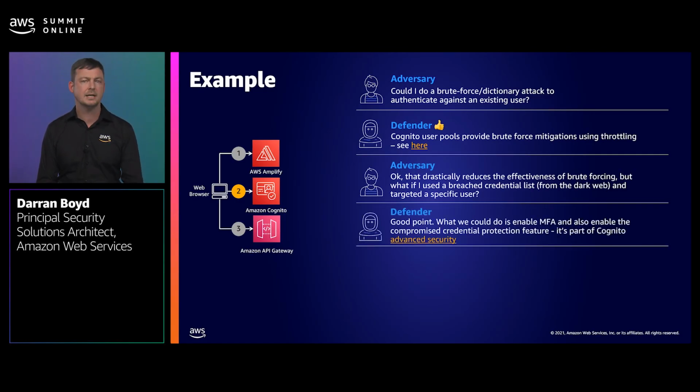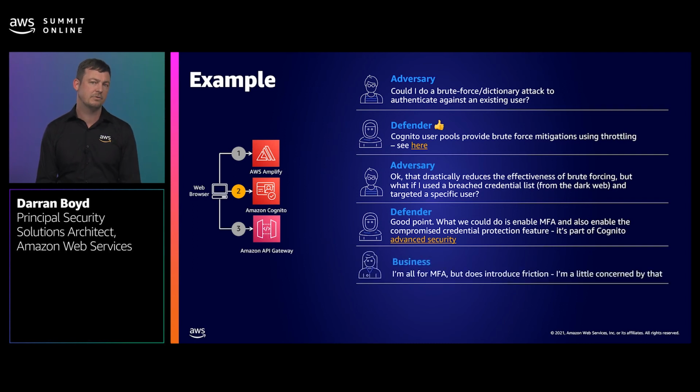The defender persona recognizes that this is a good point and suggests they could enable multi-factor authentication as well as enable the compromised credential protection feature of Cognito Advanced Security. With this suggestion, the multi-factor authentication would mitigate this threat, as even if the username and password were successful, the attacker would not have access to the multi-factor authentication code or device. Then they thought even further by saying if they enabled the compromised credential protection feature, this would prevent a user from selecting a password that's been part of a known credential dump in the past. They were layering their mitigations.